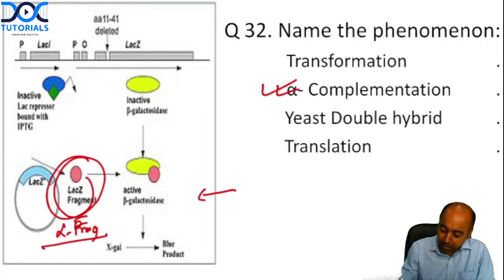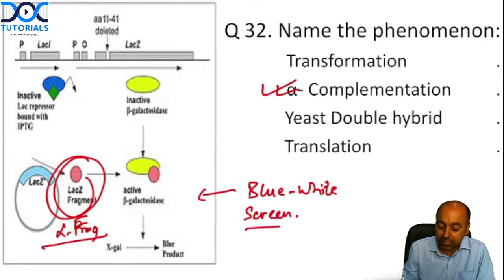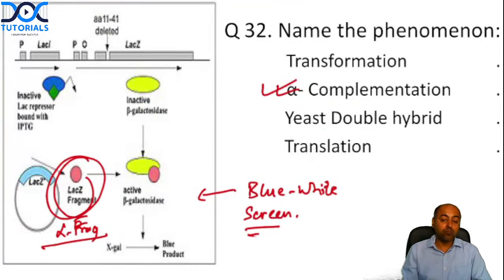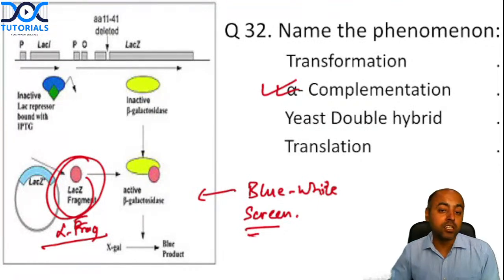This is a part of the blue white screen which is used in genetic engineering.